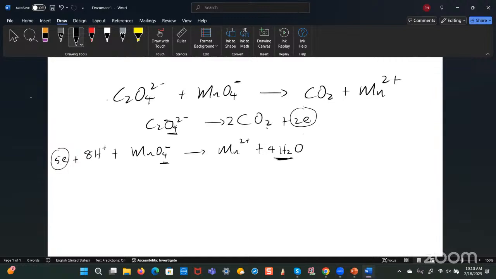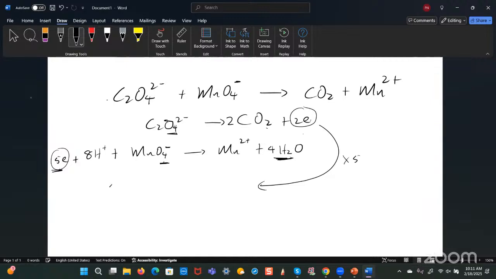How would you make sure that the number of electrons that is lost in the first half equation will be equal to the number of electrons that is gained in the second half equation? In other words, what do you multiply this equation by and this equation by to get the number of electrons lost and gained being the same? 5 and 2. I will multiply this one by 5.